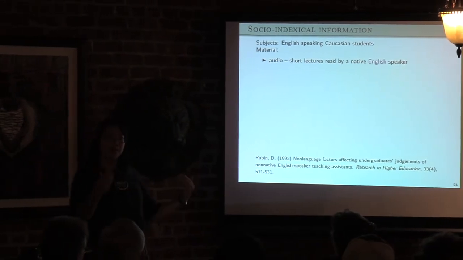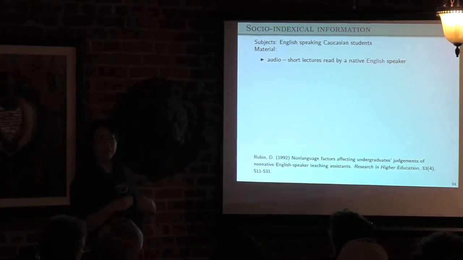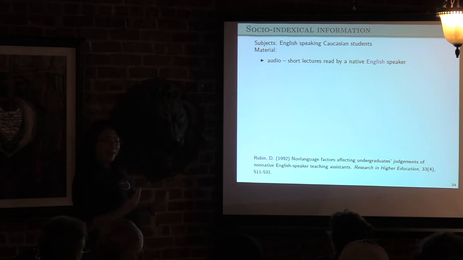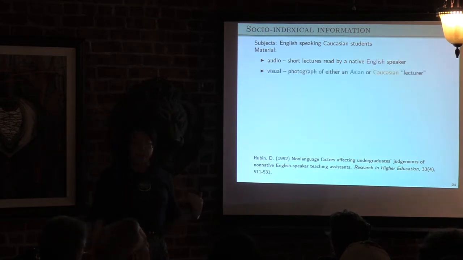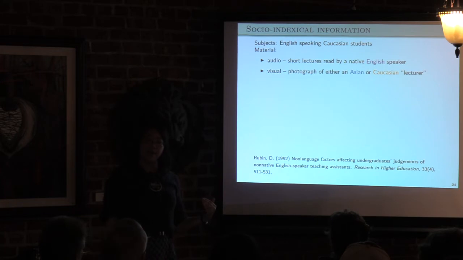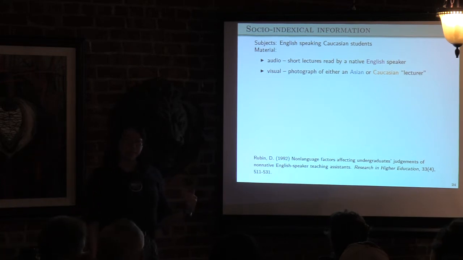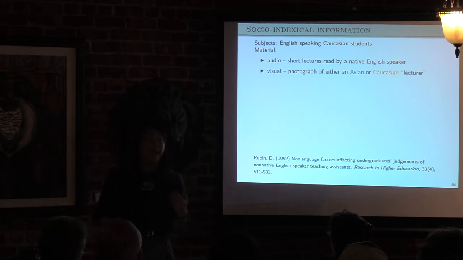So he just grabbed somebody off the street, well, not really, probably from his lab. That's how these things work. And he said, read these things. So they read these short lectures, and then he paired these lectures with a photograph of an Asian person or a Caucasian person. And he played these for English-speaking Caucasian students, and he asked them, okay, well, what did you guys think?